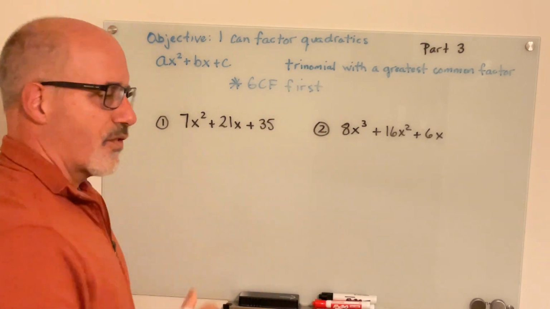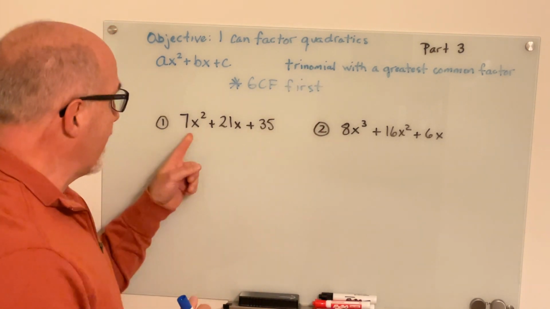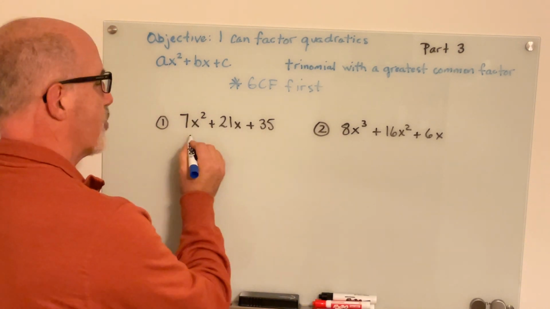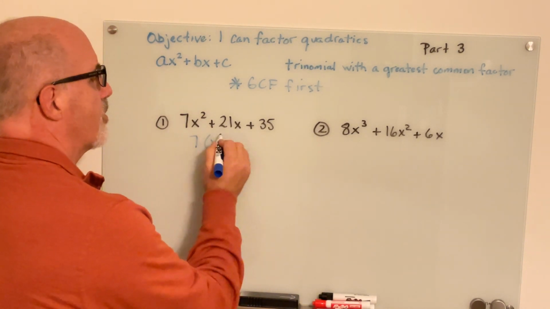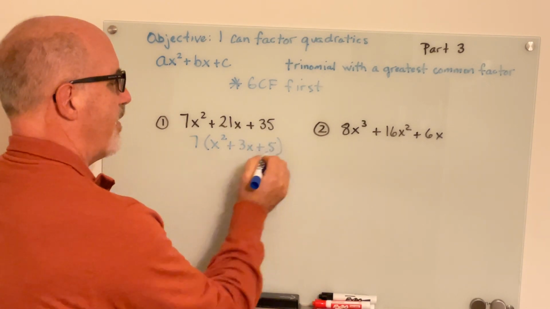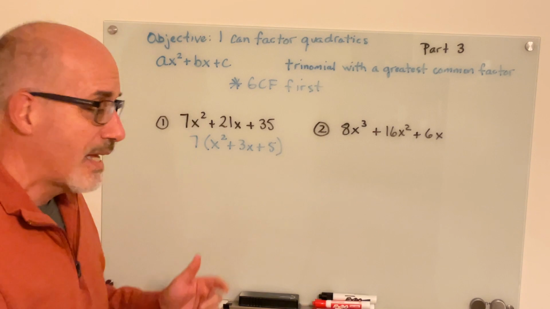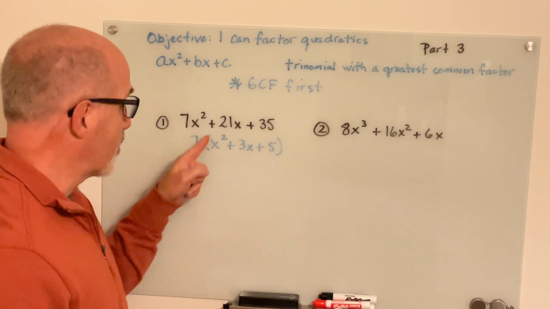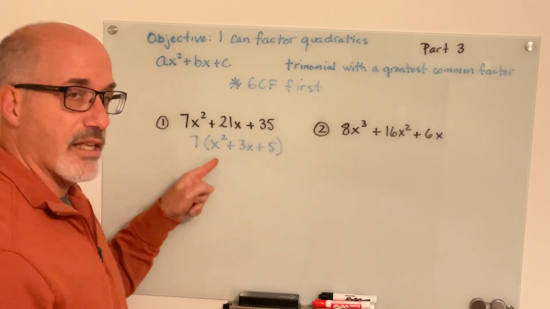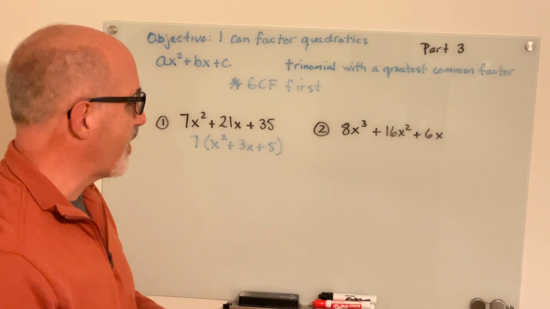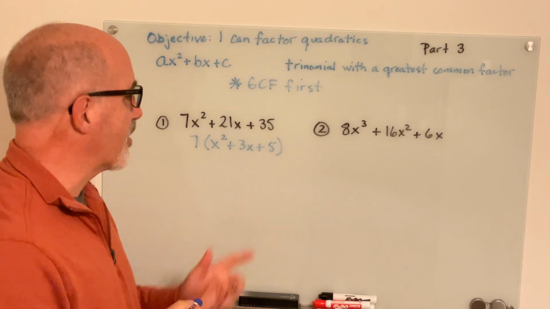So looking at this first problem here, I look at each term and I see that there's a 7 in each term that I'm going to factor out, distribute out. So I have x squared plus 3x plus 5. Now I look at this trinomial. I use the technique I want to use when the leading coefficient is a 1 inside the parentheses here. I'm looking for two numbers that multiply together give you 5, add together give you the 3x.